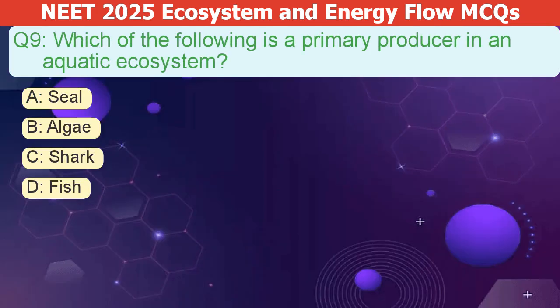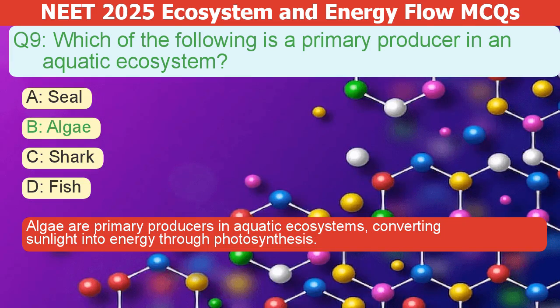Which of the following is a primary producer in an aquatic ecosystem? A. Seal. B. Algae. C. Shark. D. Fish. The correct answer is B. Algae are primary producers in aquatic ecosystems, converting sunlight into energy through photosynthesis.